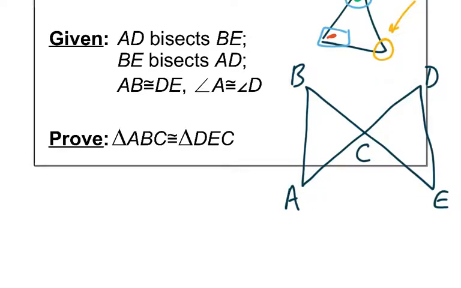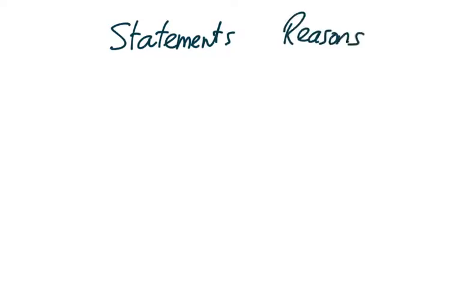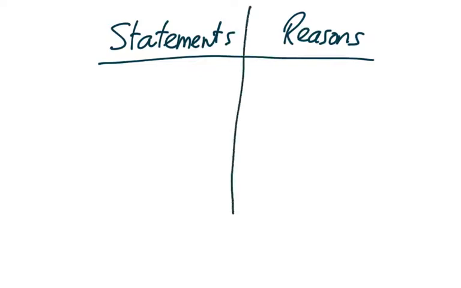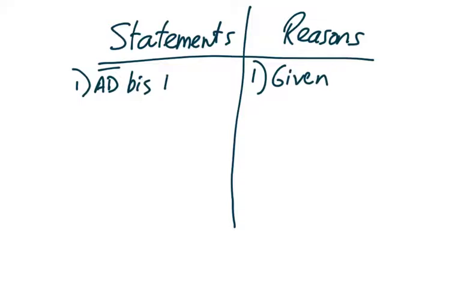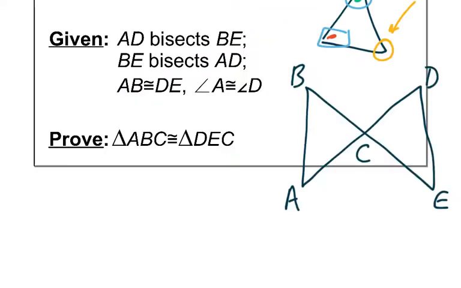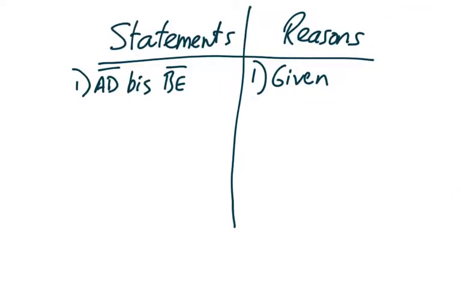All right, I'm going to probably need a little bit more room here. So what I'll do is I'll probably start this on another page. There we go, statements. And I'll go back to that previous page so we can refer back to the picture. All right, step 1 is always the given. So let me copy down that given. That was AD bisects BE. And also it was, I believe, BE bisects AD.